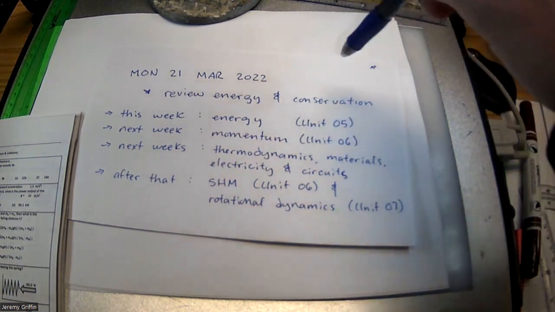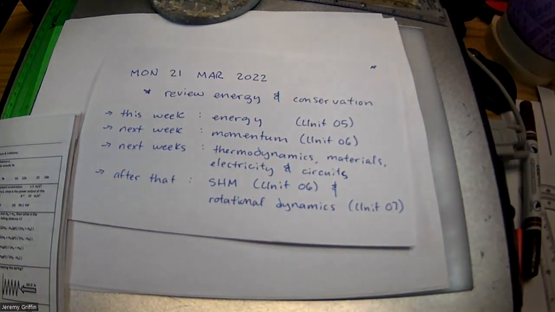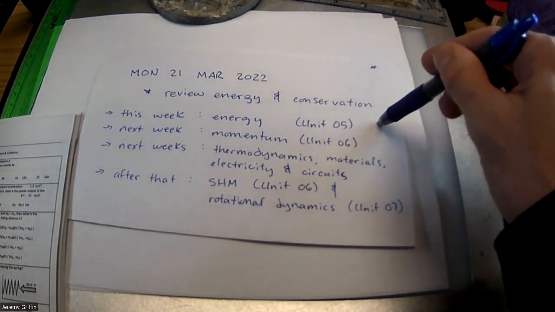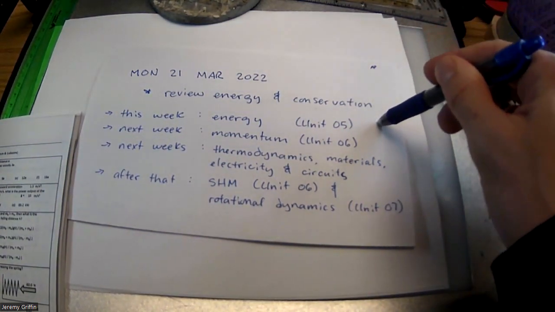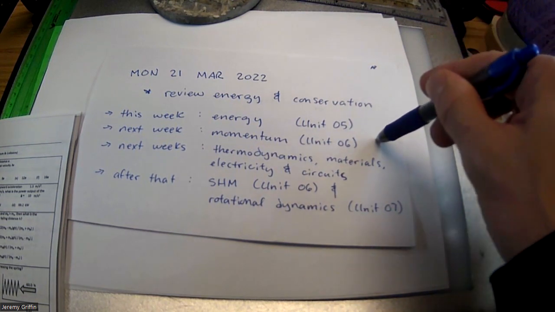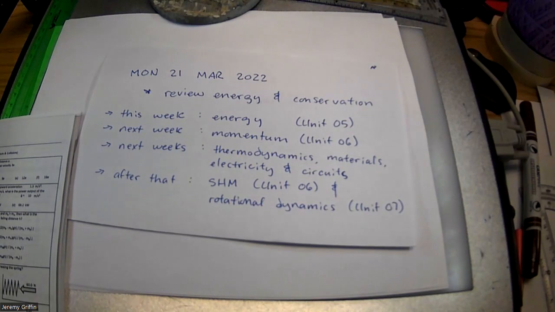So here we are on Monday. I'm going to go over energy and energy conservation with you guys. That's what we're doing this week. We're going to be recapping energy and energy conservation. Remember, that's Unit 5 by AP's book. Next week, we'll do momentum and collisions.